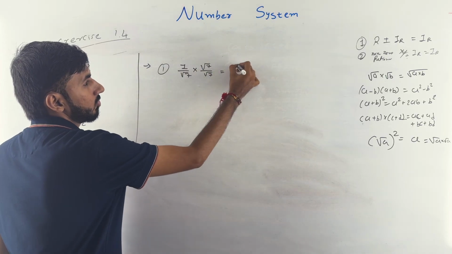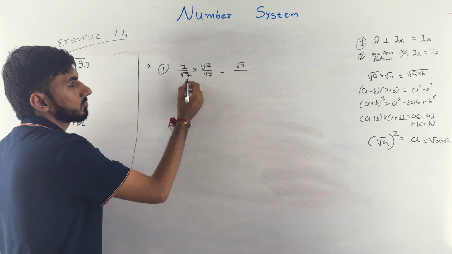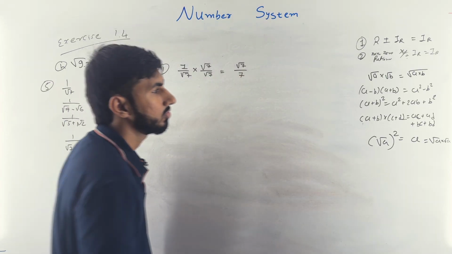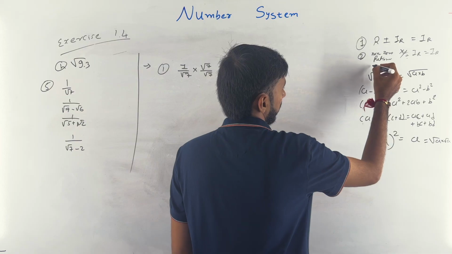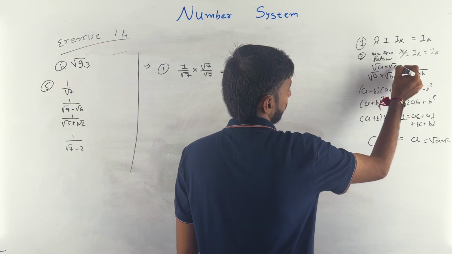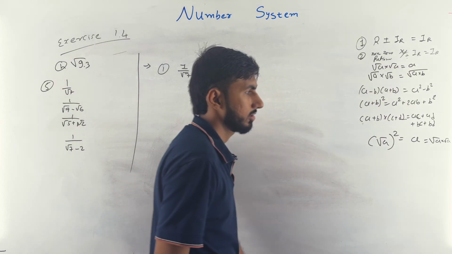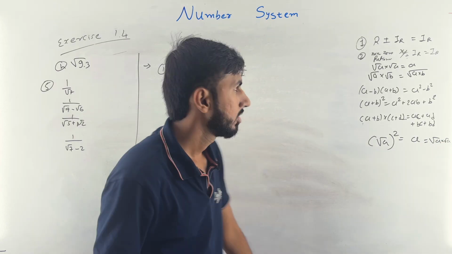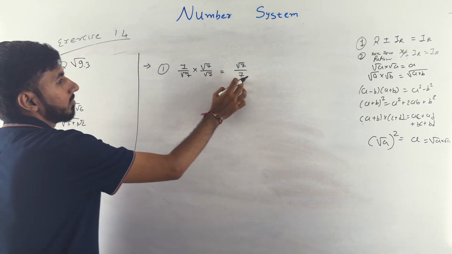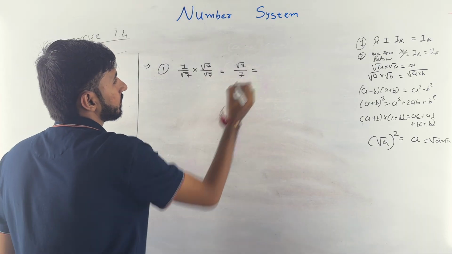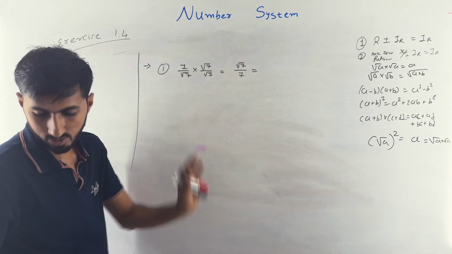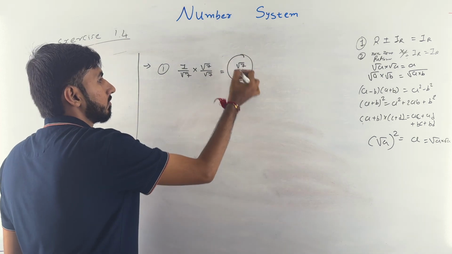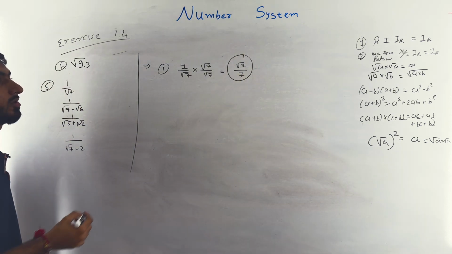Now 1 multiplied by square root of 7 will become square root of 7. Square root of 7 multiplied by square root of 7 will become 7, because square root of a multiplied by square root of a equals a. I have already written here that square root of a times square root of a is equal to a. So square root of 7 times square root of 7 will become 7. Now this is our answer. Here we got a rational number in the denominator.